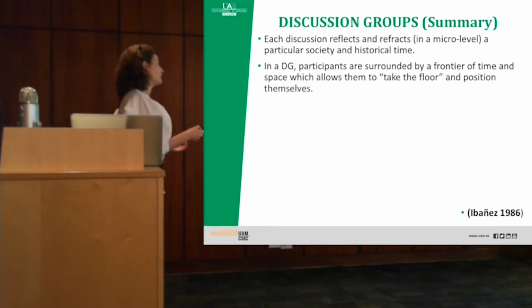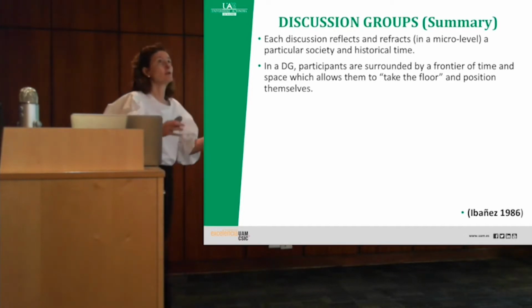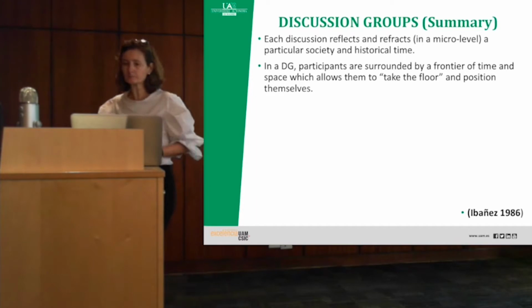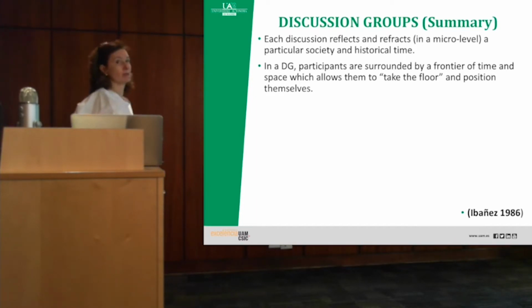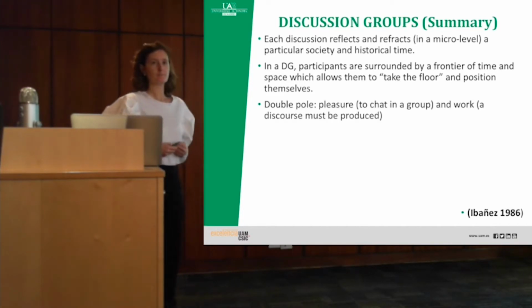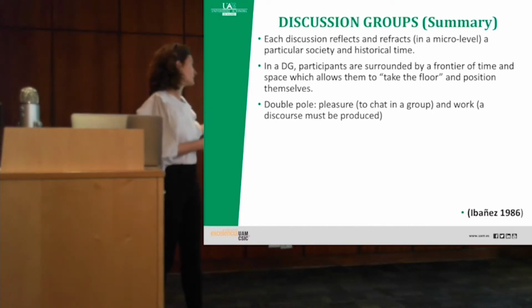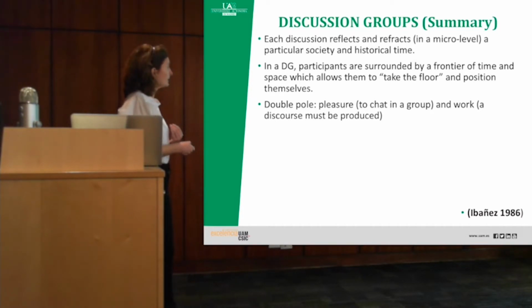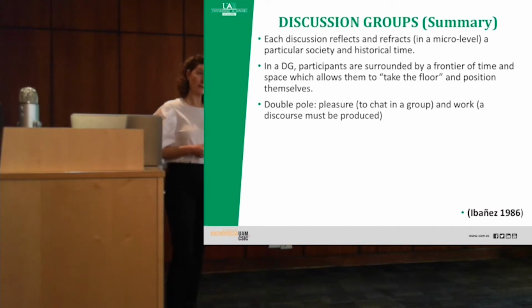And this is because we have created this topological hole, this space and time to have this discussion. Of course, because they don't know each other and they don't know the moderator, it is an artificial group created for that purpose, okay? And we think that in discussion groups we have a double pole. We have the pole of pleasure, because to chat in a group is a pleasure, okay? But we also have the pole of work, because these people join together and have to produce a discourse for the researcher. So they are convened there to work for the research, okay?